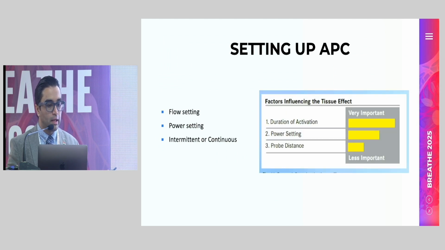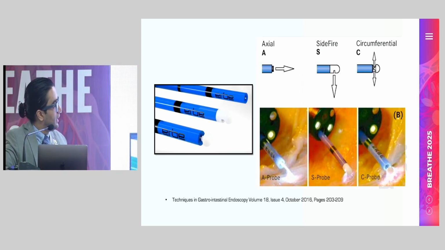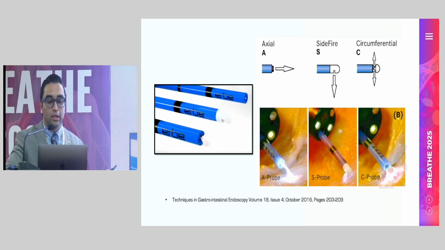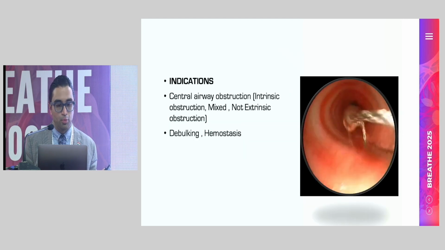So you need to take care of how long you activate, what the power setting is, and how much distance you keep from the target tissue. This is the most important slide when it comes to APC. There are three types of APCs: an axial APC, a side fire, and a circumferential. You need to understand these tools were designed for gastroenterology, so they are primarily used by the GI people and have a larger lumen. This is how the axial probe works. Then there is a side fire probe, and there is circumferential burning with the C probe.